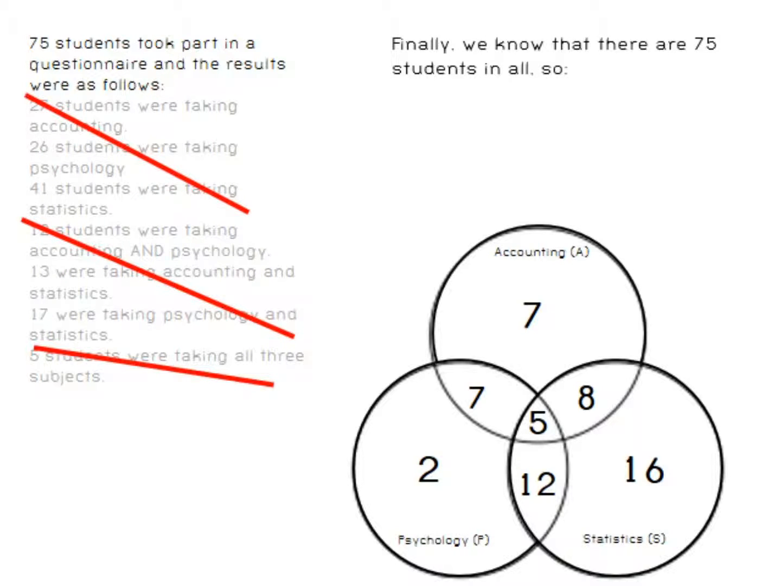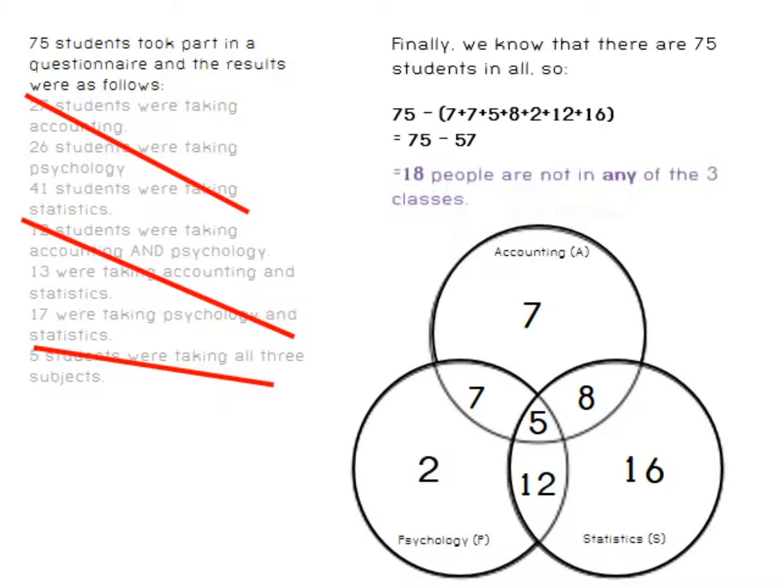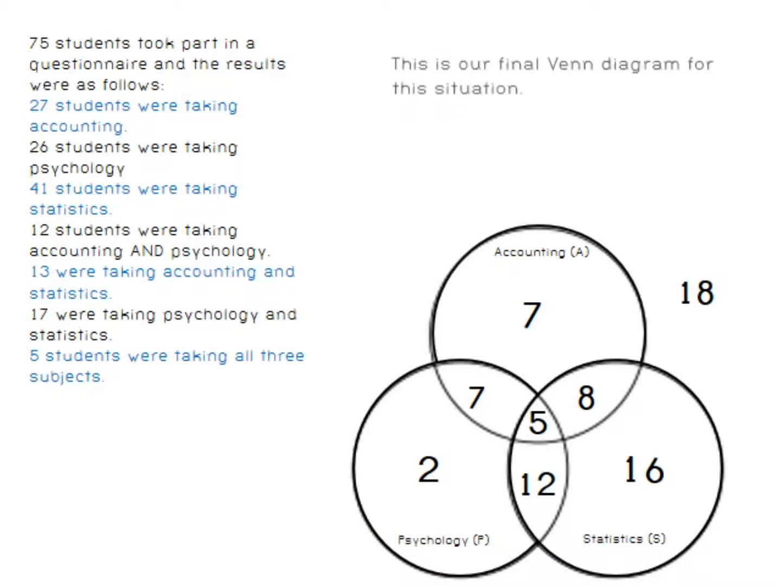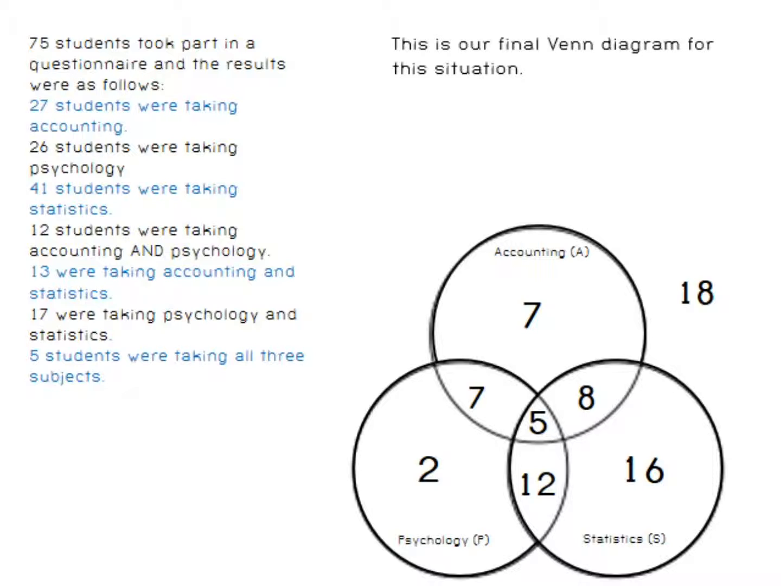And then finally, we do know there are 75 students in all, so let's just check, shall we? 75 minus the sum of all of those other numbers is 75 minus 57. There are 18 students in the questionnaire who we have not counted yet. They are not in any of the 3 classes. They are outside all of the circles. So this is the final Venn diagram for our situation, and this is how we assign all of those 75 students to different parts of the diagram.